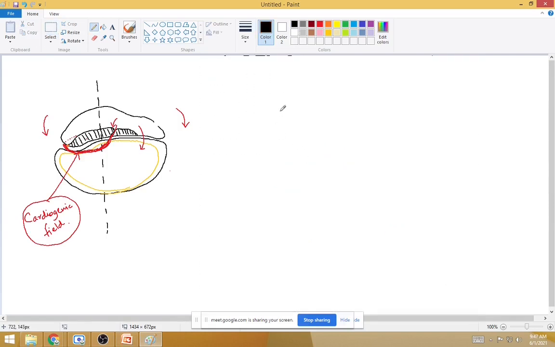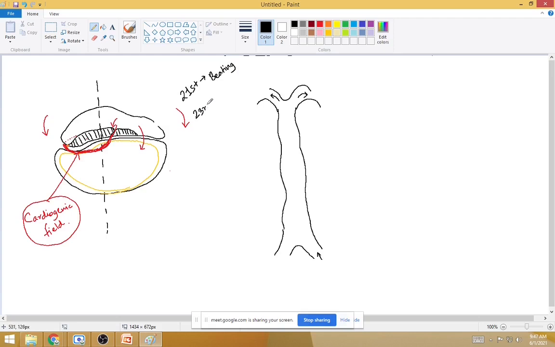Again, you see this is the heart tube. This is the venous end, and this is the arterial end. Or in other words, this is the inflow and this is the outflow. Okay, so on the 21st day the heart starts beating. On the 23rd day, what happens?